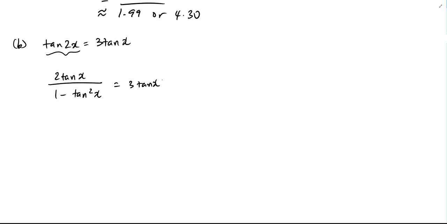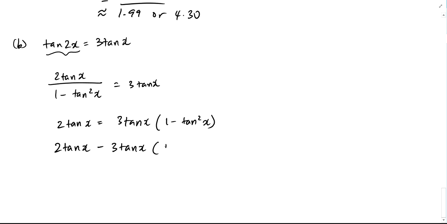Let's get rid of this fraction. Okay, I'm going to multiply the left and right side by 1 minus tangent square x. And let's see what we can do from there. So 2 tangent x is 3 tangent x multiplied by 1 minus tangent square x. And we can factorize because there is a tangent x. Okay, let's move everything to one side first. 2 tangent x minus 3 tangent x, 1 minus tangent square x, and this is equal to 0.